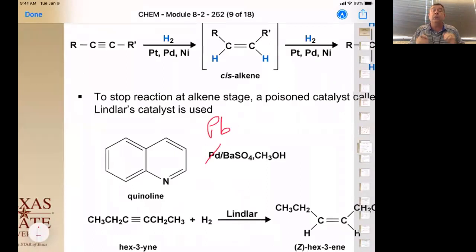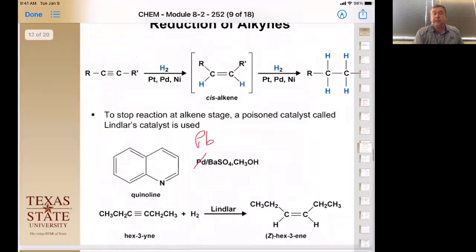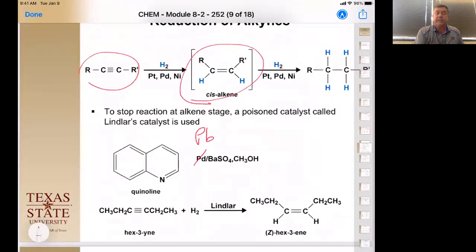When we do that, we still get syn addition because we're still doing it at the surface, but it stops at the alkene. It's the only way to generate our alkene. Again, without poisoning the catalyst, this alkene's just as reactive as the alkyne, and we get the alkane. By adding this lead and barium sulfate, we stop at the syn addition product, okay? So that's always going to give us this cis alkene, or the Z alkene.